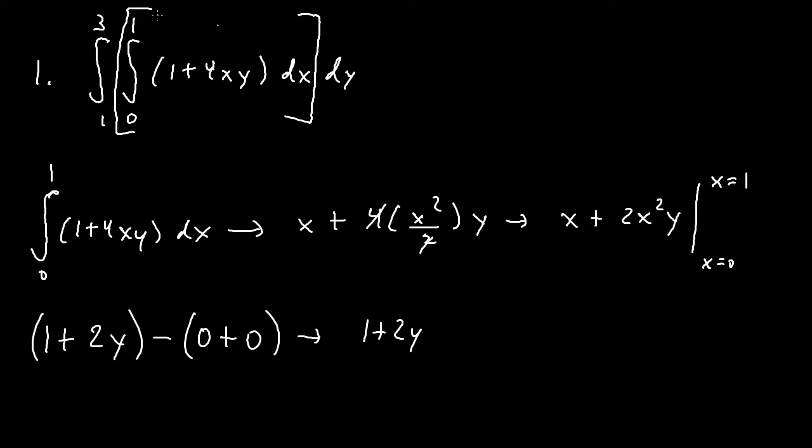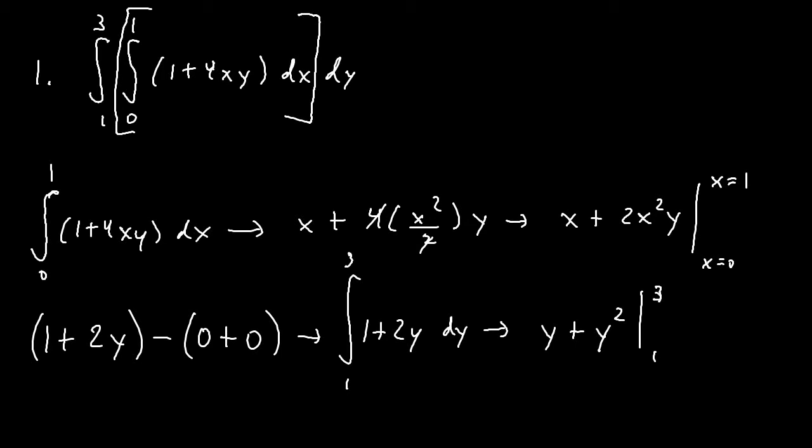So now that we have solved the inside integral, now what we can do is solve the outside integral. So what we're going to do is put 1 plus 2y inside the outer integral. So we're going to take the integral from 1 to 3 of 1 plus 2y dy. So notice we're integrating with respect to y. So the integral of 1 is going to be simply y, and we have plus the integral of 2y, which is y squared. We're going to evaluate that from 1 to 3.